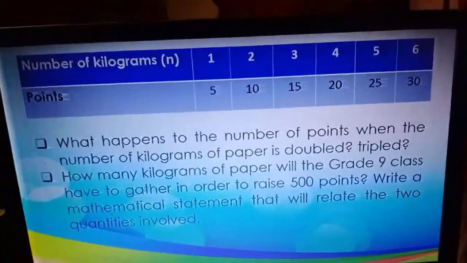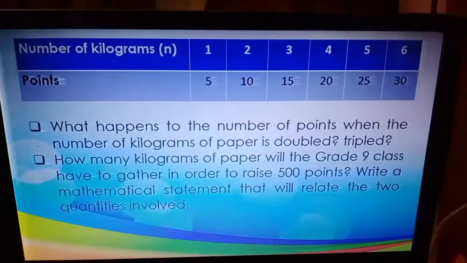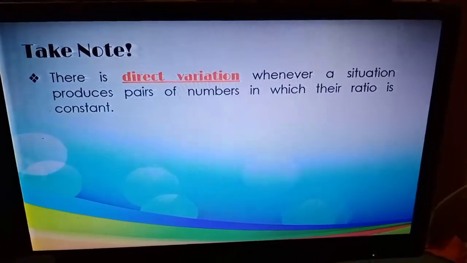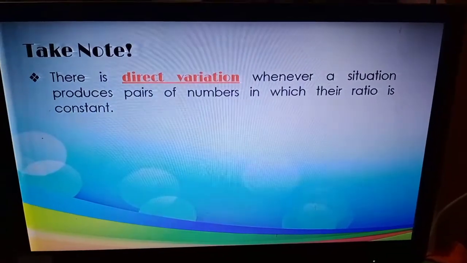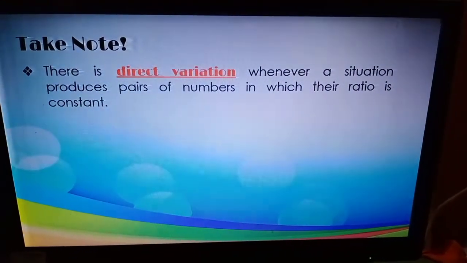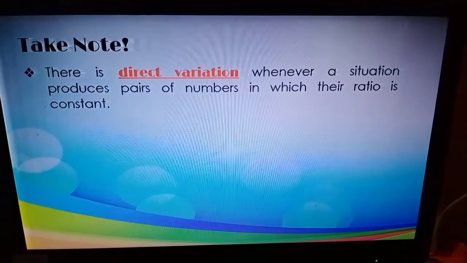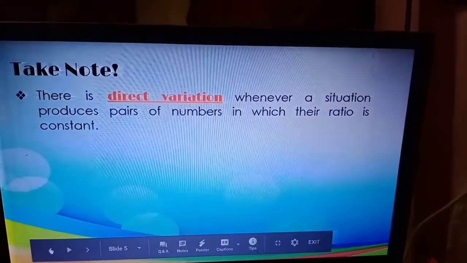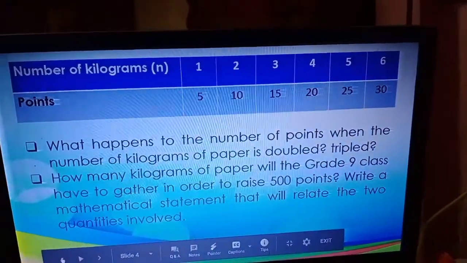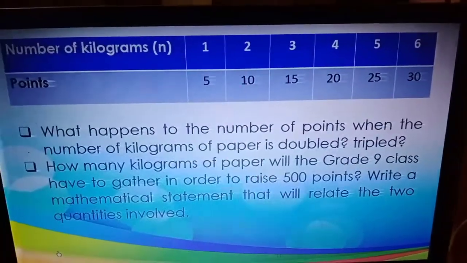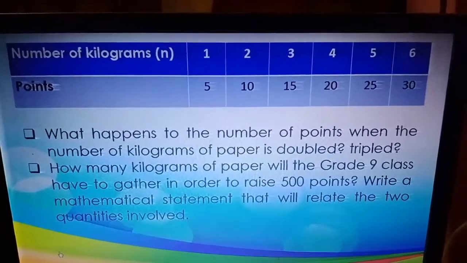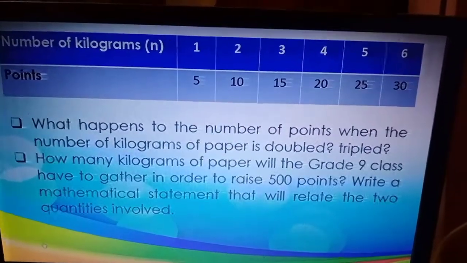And this is what direct variation is all about. Before we answer that, let's take note that there is a direct variation whenever a situation produces pairs of numbers in which their ratio is constant. When we speak of ratio, if we go back to the table, that's basically points over the number of kilograms. Let's check every item now.